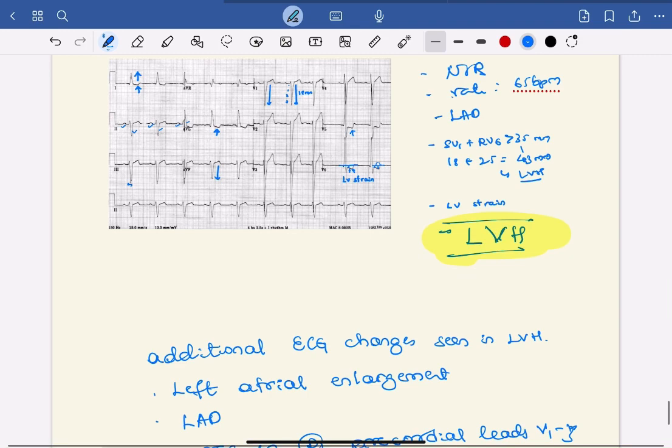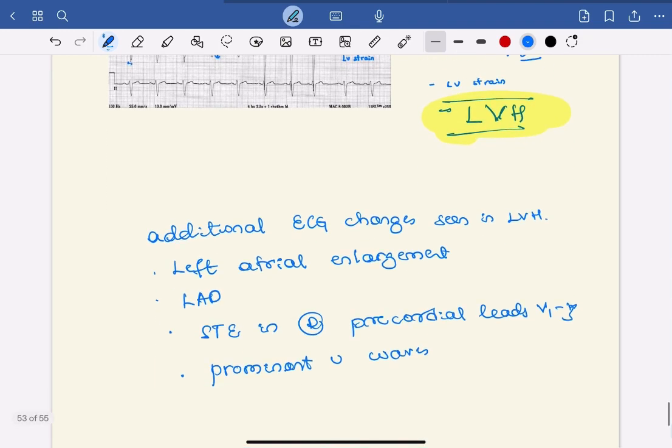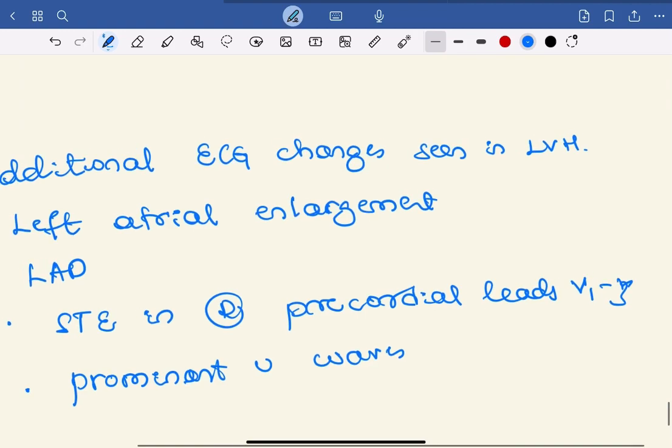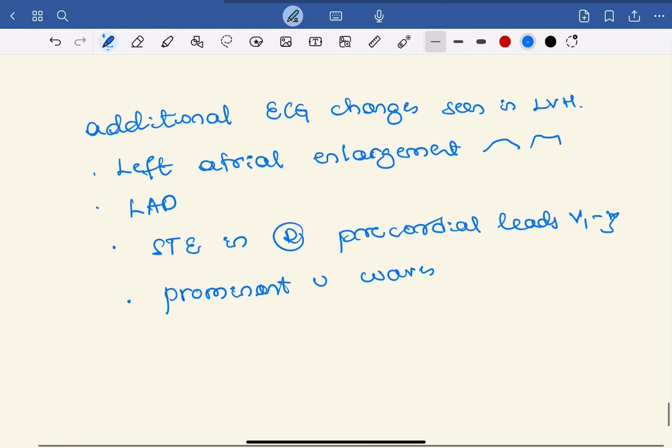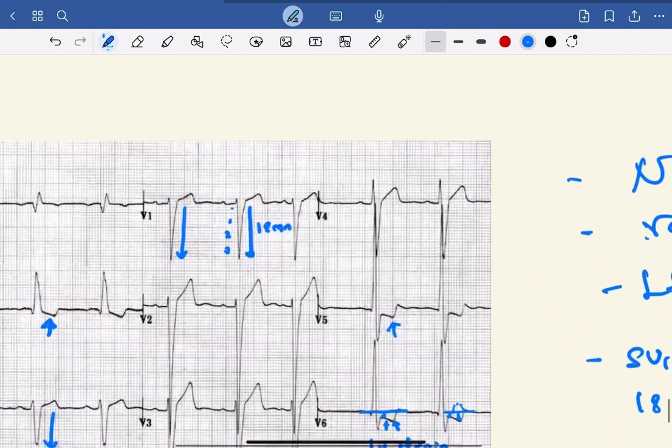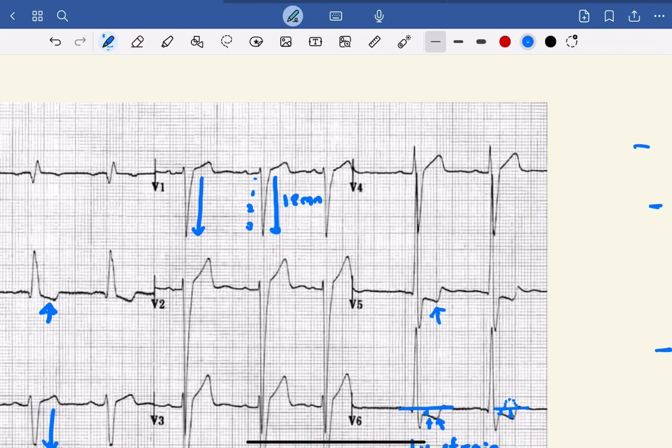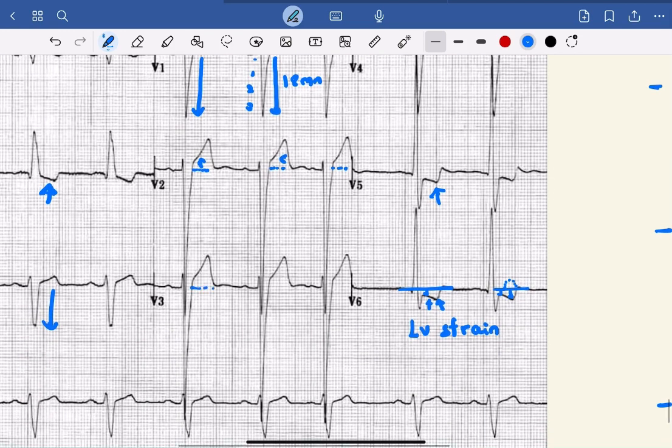So what are the other additional features that may be present with LVH? You may find left atrial enlargement, right? That is wide, notched P wave, that is a P wave of more than 2.5 mm in width. And you may find LAD, left axis deviation, and there may be ST elevation in right precordial leads, that is V1 to V3. So in this ECG, see, there is ST elevation in right precordial leads, that is V1 to V3. See, it was supposed to be here. So there is ST elevation. See, there is ST elevation here.